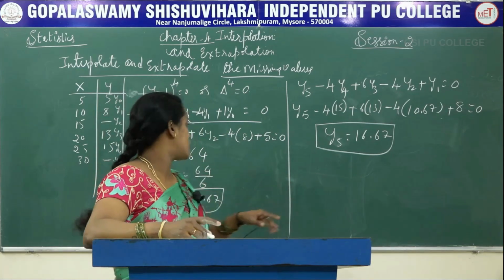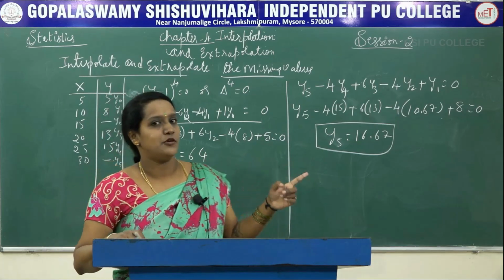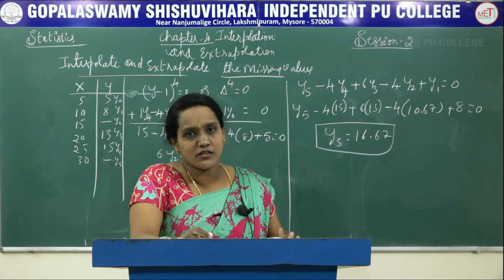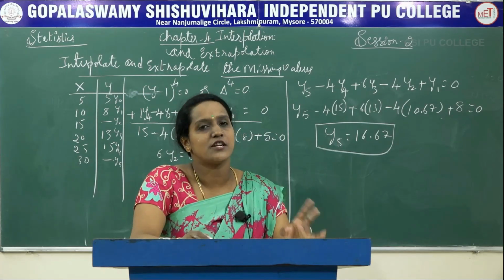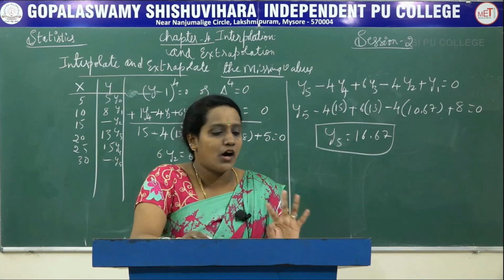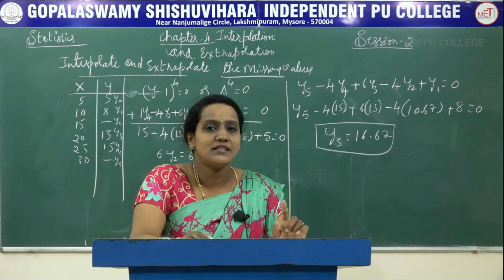See, in the examination, if you get the first missing value correct, then only your second missing value will be correct. In the examination, in this chapter, you are having only two methods, that is binomial expansion and Newton's method. Out of these two, one question is always compulsory from this chapter.